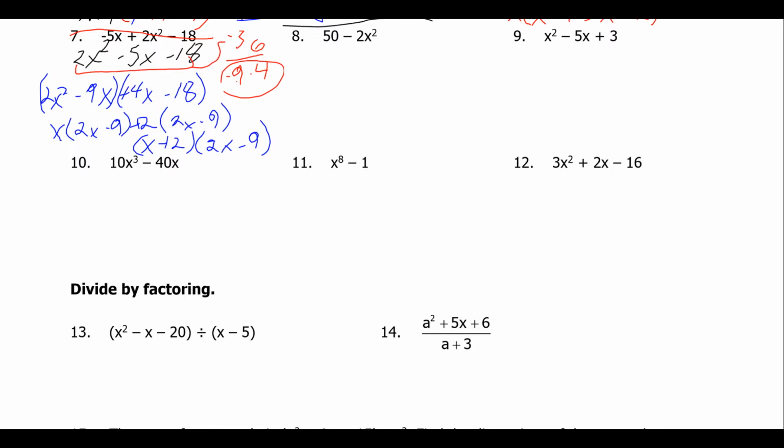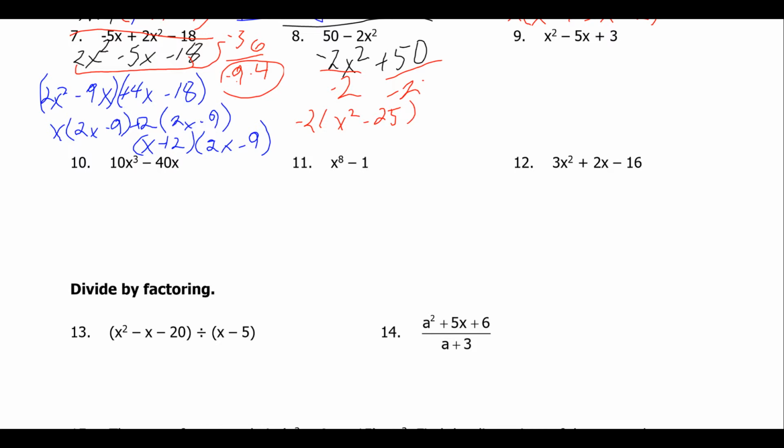Alright, last little stretch here. On number 8. Alright, the first thing that I notice, again, not in standard form, so we need to go negative 2x squared plus 50. Alright, my next step is going to be to remove the negative 2's. Like that. Divide by negative 2, and what I'm left with is negative 2 on the outside of x squared minus 25.